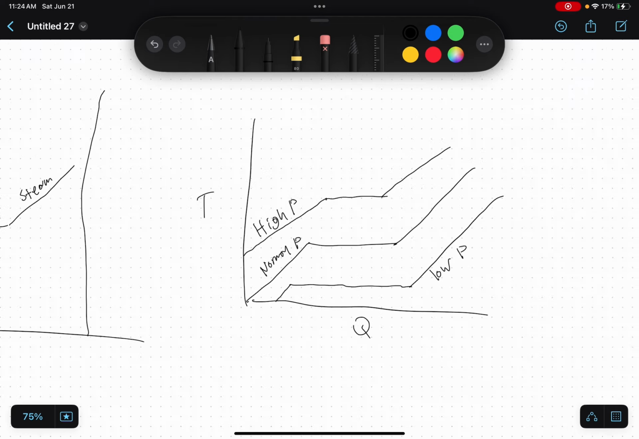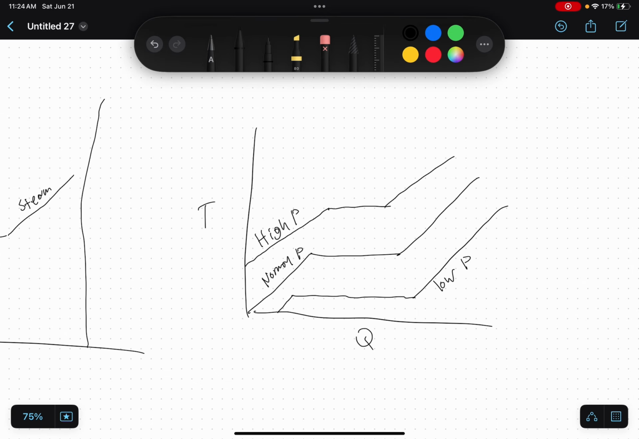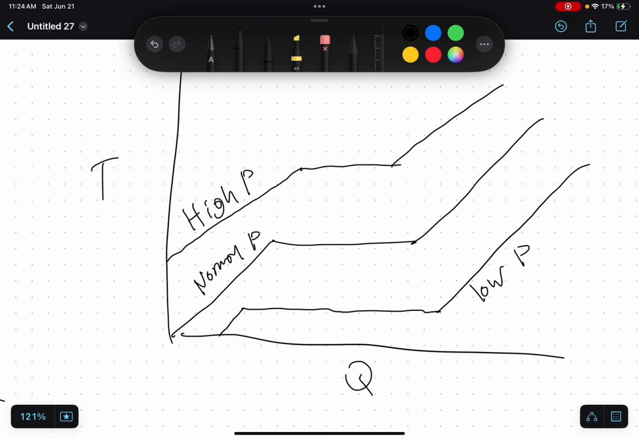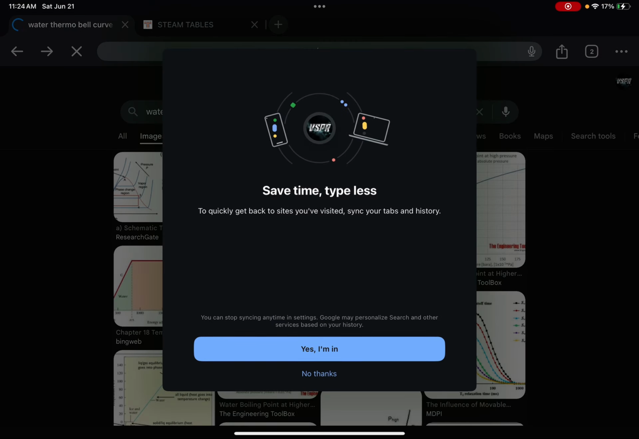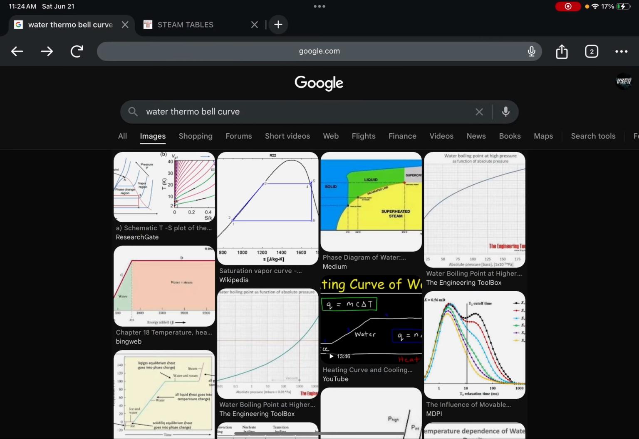Low pressure. Cool. So if you draw dots, well, if you connect these dots, you'll get a parabola sort of thing. And I think I have a picture of this. Yep, here you go.